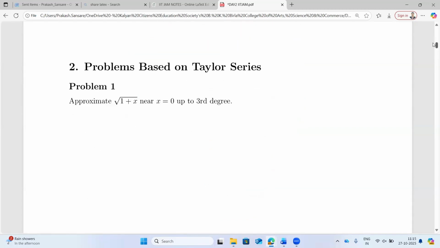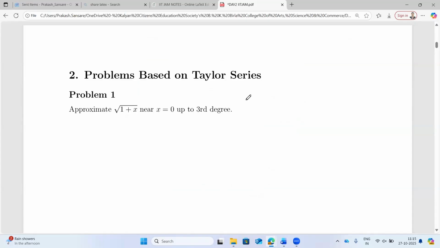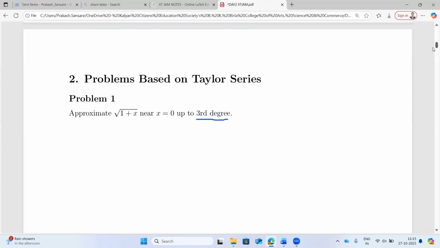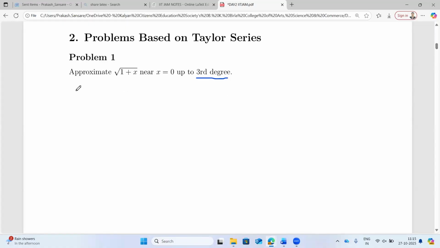Okay, so the very first question is to approximate f of x equals under root 1 plus x about x equal to 0, up to third degree. That means you have to go up to the third power of x. So here my f of x is equal to under root of 1 plus x, which is the same as 1 plus x power half, and a is equal to 0.